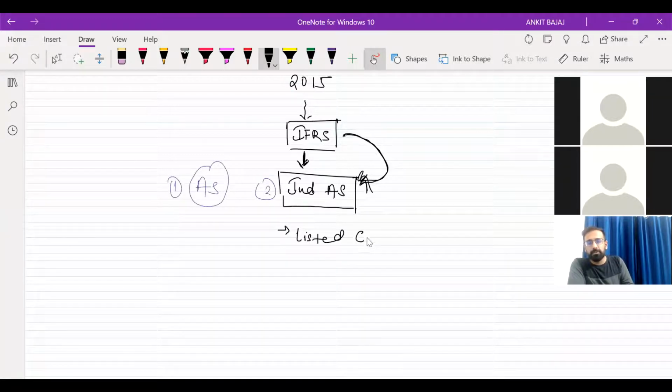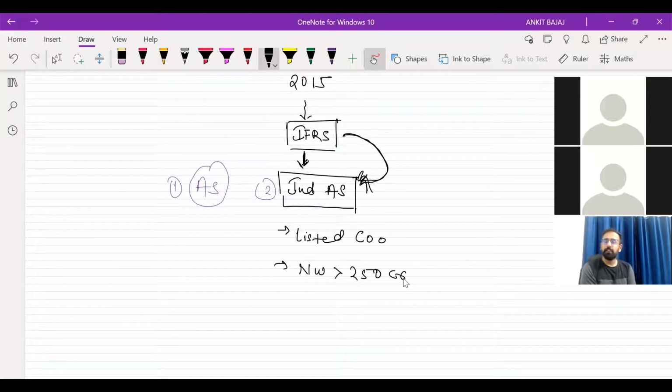I will share the notes with you. So if you don't want to write, you just ignore it. Ind AS is applicable to all listed companies. Companies who are listed on a stock exchange of India, Ind AS will be applicable on them, right? Or companies whose net worth is greater than 250 crore. On these companies, this Ind AS will be applicable, right?